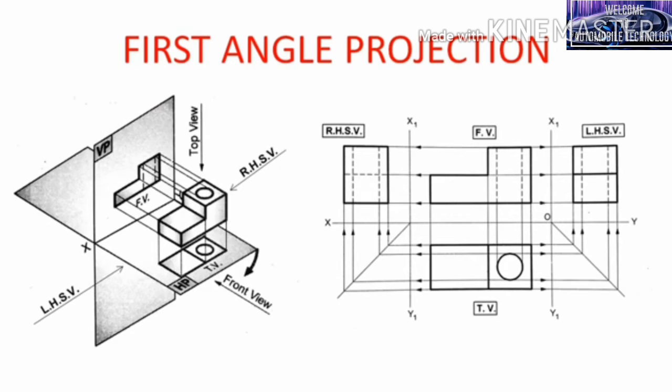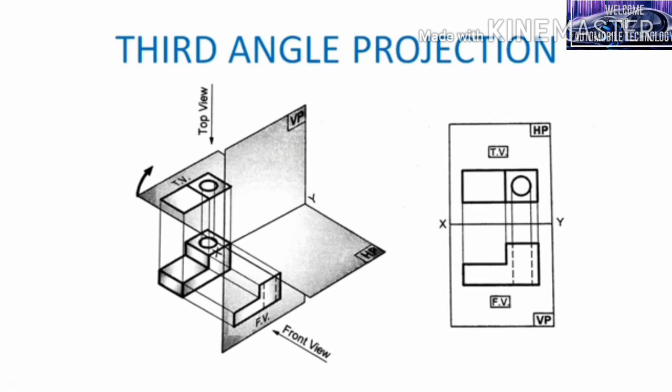The vertical plane is fixed; the horizontal plane and auxiliary vertical plane are rotated to bring all the views into the same plane. The left hand side view is drawn on the right side of the front view. To project the side view, draw X1Y1 perpendicular to the XY line. Draw a line at 45 degrees to the XY line from the point of intersection.